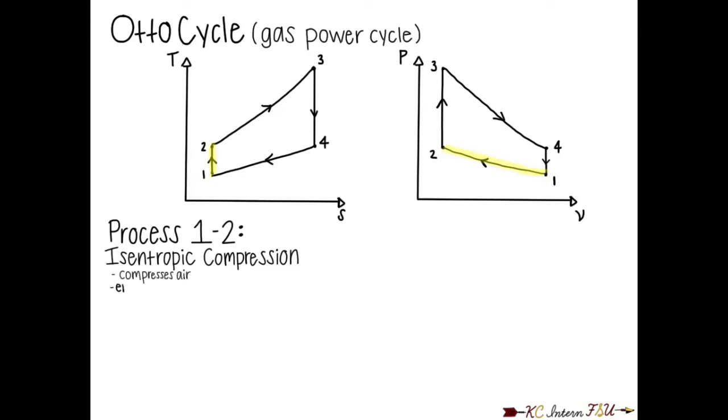In this stage, the air is compressed, decreasing the volume. The entropy remains constant, and since this process is reversible and adiabatic, the heat transfer is equal to 0.